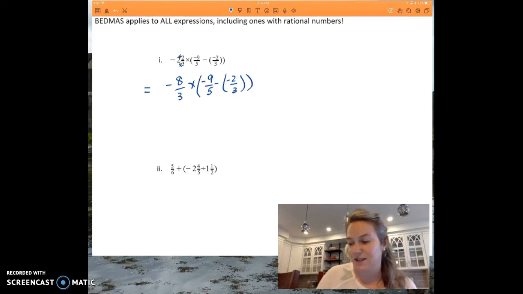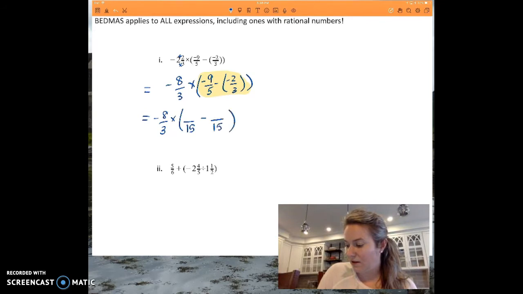I have to do what's inside the brackets. So I'm going to do what's inside the brackets first. I'm going to get -8/3 times. I need a common denominator, which is going to be 15, like that. So let's first think through some of the signs in here. So this is going to be negative, so whatever it is, it's still going to be negative. And -9, we multiplied this by 3, so we're going to multiply that by 3, so that should be -27.